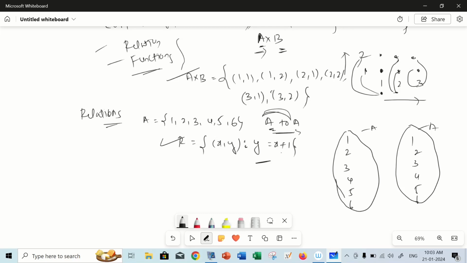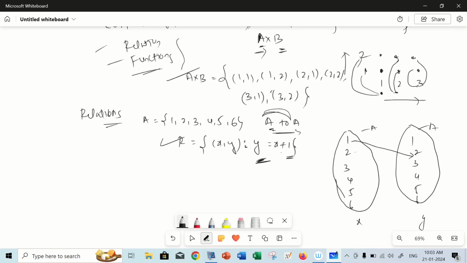Suppose you take these as the x terms, x is 1 2 3 4 5. Then what is the y? Y is x plus 1. So 1 plus 1 is 2. These are the x's and these are the y's. Then x is equal to 1, and y is 1 plus 1, which is 2.